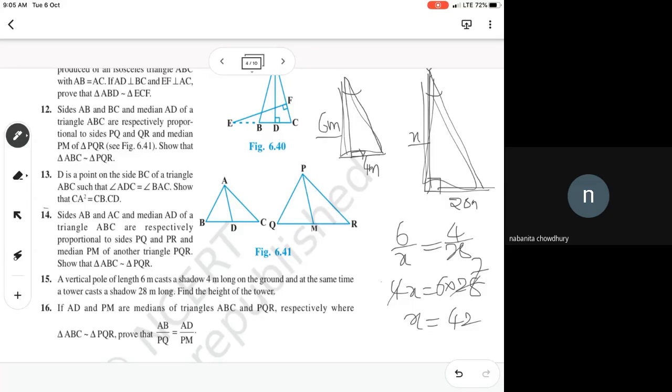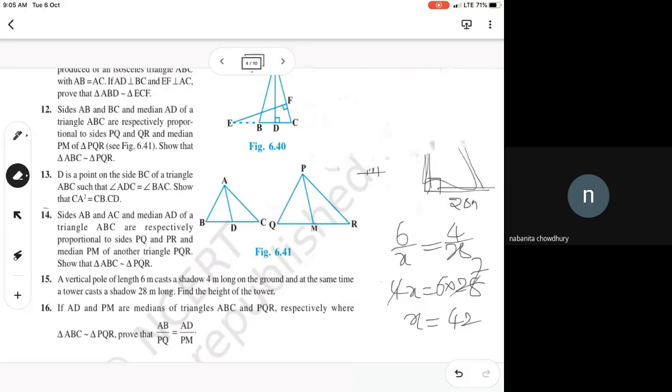Why do both have the same ratio? Because the two triangles form a triangular shape. As they are at the same time, sunlight falls from above on this one, and here also sunlight falls on this one. So the angle formed here will be equal, and this angle will be equal. By AA similarity, these two triangles will be similar. That you have to write. Okay, I think you can write it. It's very simple to find out.